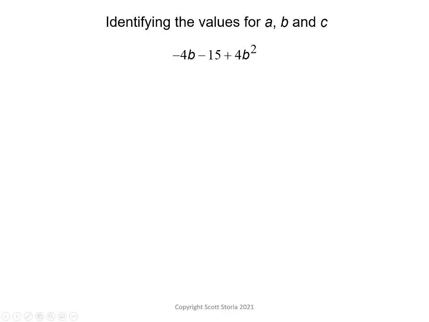Here's one for you to try. Please write in standard form first. After writing in standard form, we can see that the value of A is 4, the value of B is -4, and the value of C is -15. Again, remember to think of subtractions as adding opposites.